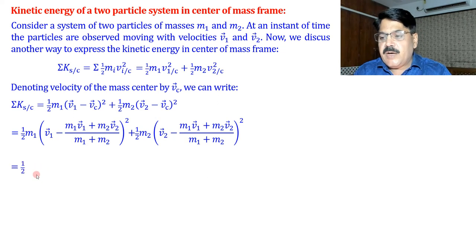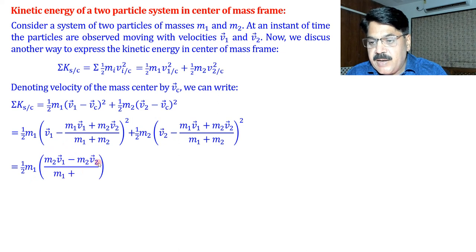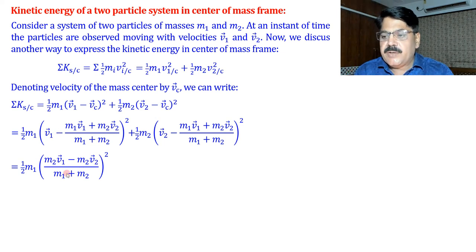So what you get? Half m1. After LCM, what you get here? m1 v1 vector minus m2 v1 vector minus m2 v2 vector upon m1 plus m2. How do we get this? m1 v1 plus m2 v1 minus m1 v1 minus m2 v2. So what is cancelled? m1 v1 gets cancelled. So what you get? m2 v1 vector minus m2 v2 vector. So this is the numerator here, and all the things are the same.